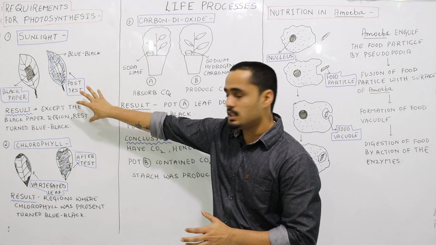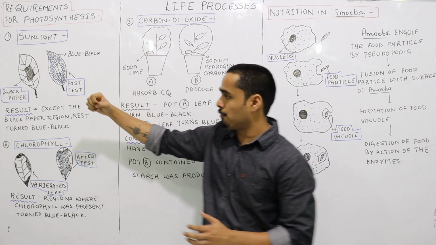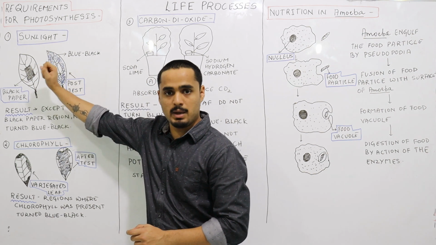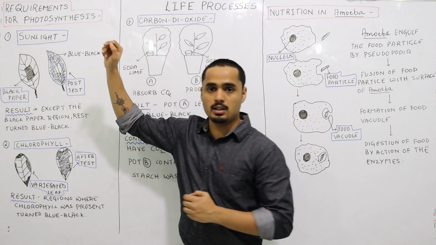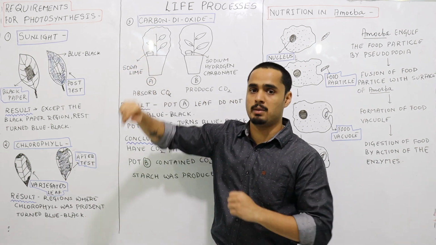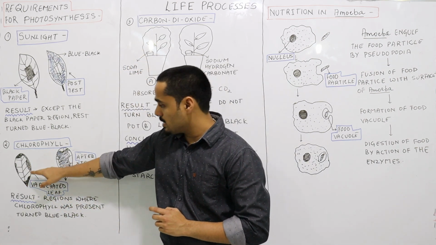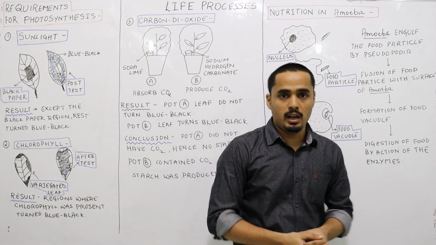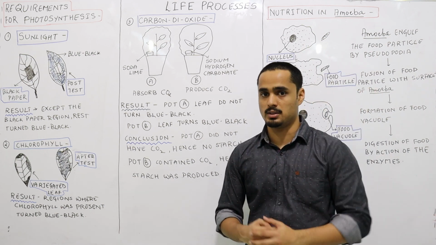So by this test we will get to know that sunlight was a major component required for photosynthesis. How do we do that? Because this part was covered by a black paper, it did not receive any sunlight, hence it did not turn blue-black. So sunlight is a requirement for photosynthesis, and in the case of a variegated leaf, the region where chlorophyll was absent did not turn blue-black, meaning that chlorophyll is also a requirement for the process of photosynthesis.